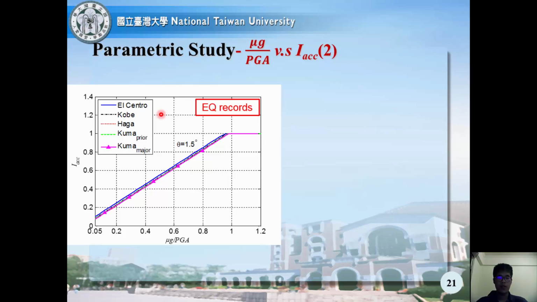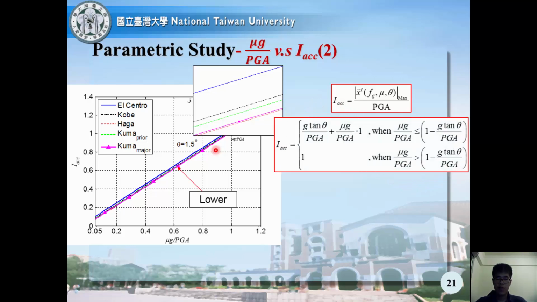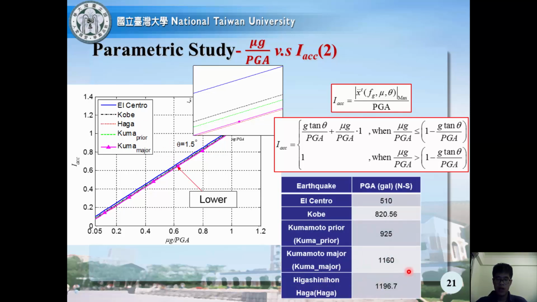Now if we look at the system performance under the earthquake records, it may show that the previous relationship will still be satisfied when the system is under the earthquake records. Then we may see that the slope for each line will be the same, but the y-intercept for each line will be different. Especially for the Haga earthquake, it will have the lowest y-intercept. So again, from the previous relationship, we know that since the Haga earthquake has the largest PGA, it will have the smallest y-intercept of the others.